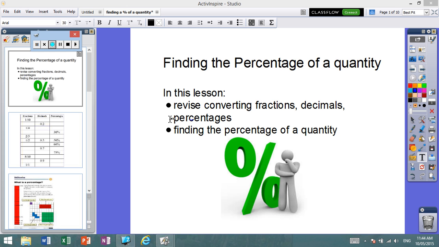Alright, welcome to our second lesson on finding the percentage of a quantity. In this lesson we'll do a little bit of a revision on how we convert fractions, decimals and percentages, because that is a core skill that you really need throughout this unit of work. And then I will teach you how to find the percentage of a given quantity.